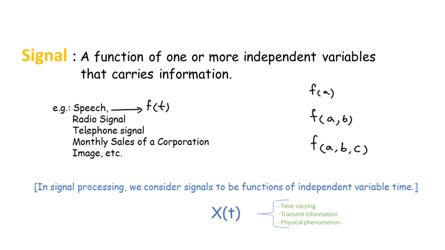Radio signal, telephone signal, monthly sales of a corporation, and image, they are all examples of signals and they are functions of time. However, a signal could be a function of anything and it's not necessary to be time. But in signal processing, we consider signals to be functions of independent variable time and denoted as x of t. This signal x of t is time varying and cannot be constant. It transmits information and is a physical phenomenon.